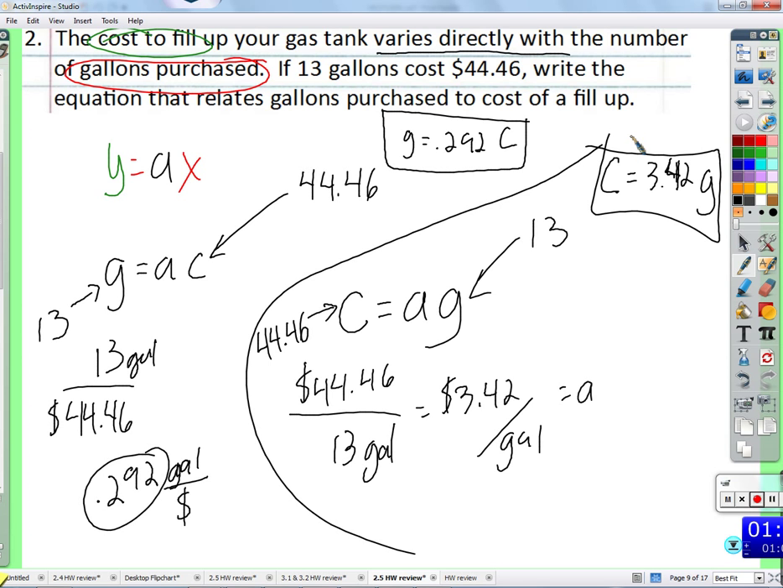Other questions? It's got to be a function. When we write that equation, it's got to be a function that takes input and gives output. This is not a function. It's not input and output. There's just A has to be this for the equation to be true. This is a function because I can input G and get out C. I can input C here and get out G.